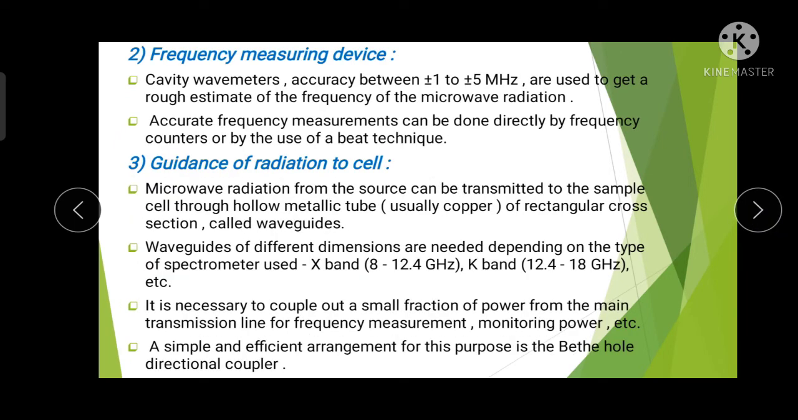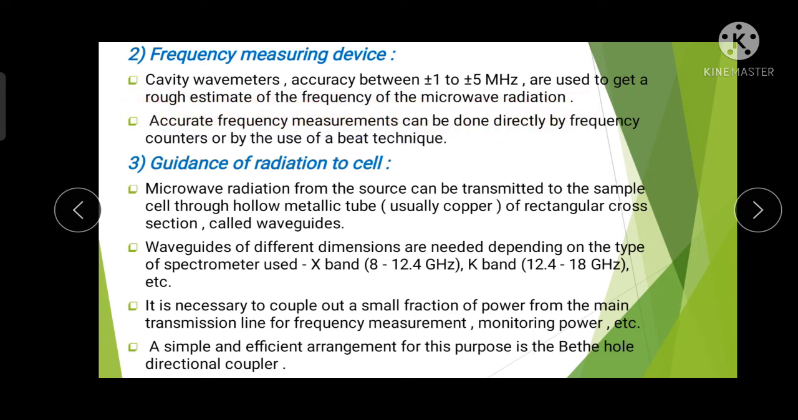Now the second component, or second part, of the microwave spectrometer is nothing but the frequency measuring device. That means we have to measure the frequency of that radiation. Cavity wave meters with accuracy between plus or minus 1 to plus or minus 5 megahertz are used to get a rough estimate of the frequency of the microwave radiation.